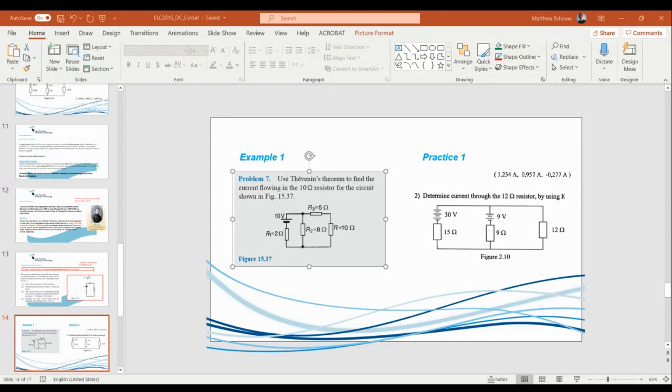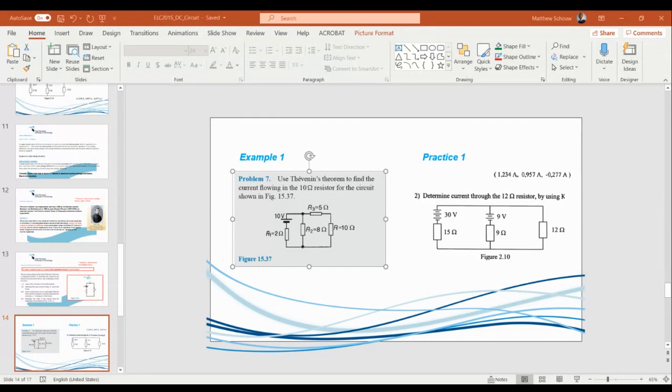I want to use Thevenin's theorem to find the current flowing in a 10 ohm resistor for the circuit shown here. First, I'm going to sketch my special Thevenin circuit. I'm going to have it over here: the voltage, V Thevenin, R Thevenin, and R load. The whole purpose of this game is we want to put values into the circuit over here.